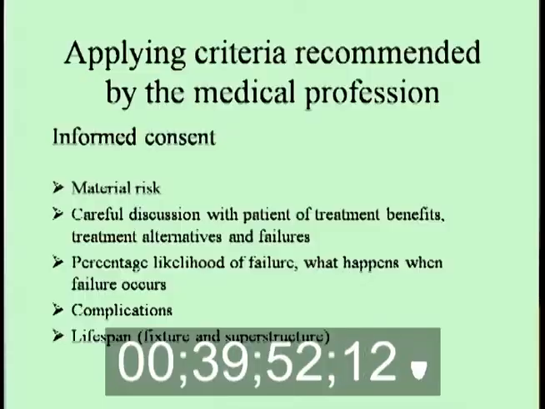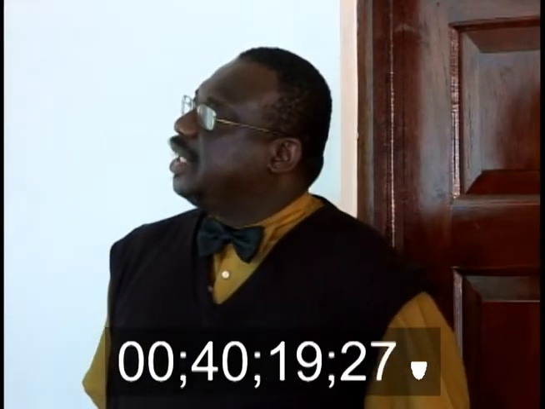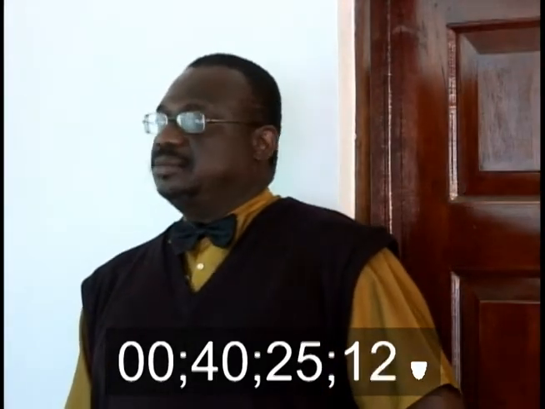Applying criteria recommended by the medical profession, informed consent. What are the risks of the material? I mean, for example, the patient who you are going to be using BioGuide for may have a risk of mad cow disease, although there has not been any reported case. Careful discussion with the patient of treatment benefit, treatment alternative, and failure. Percentage likelihood of failure, and what happens when failure occurs.